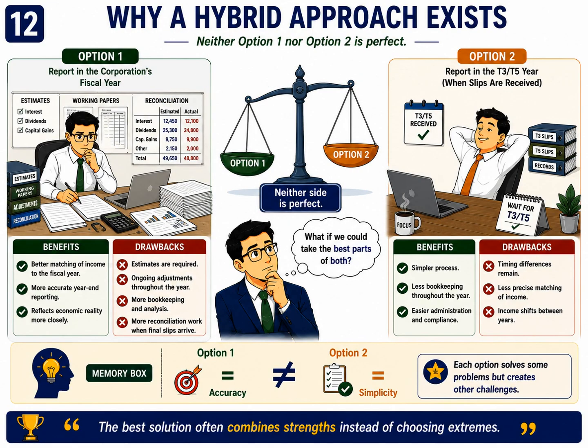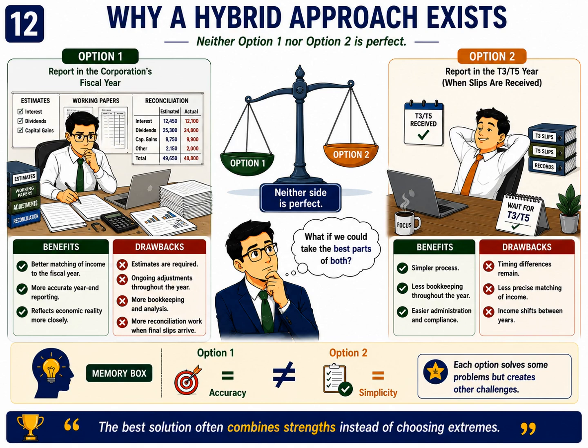Rather than relying entirely on estimates or relying entirely on T-slips, the accountant uses the best available information, applies reasonable judgment, and reconciles differences when additional information becomes available. This allows the reporting process to benefit from both accuracy and practicality. The memory box on the slide summarizes the idea perfectly. Option 1 represents accuracy. Option 2 represents simplicity. And the goal of the hybrid approach is to bring those strengths together.